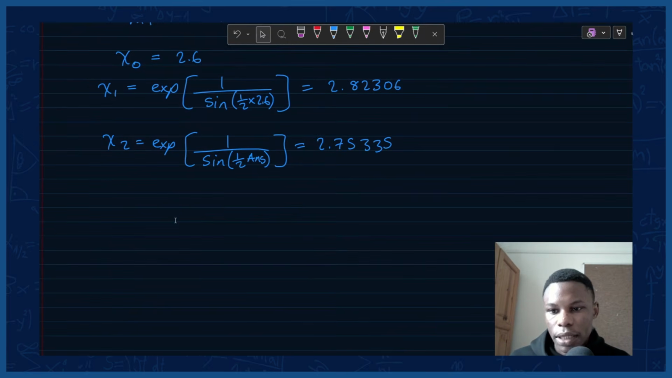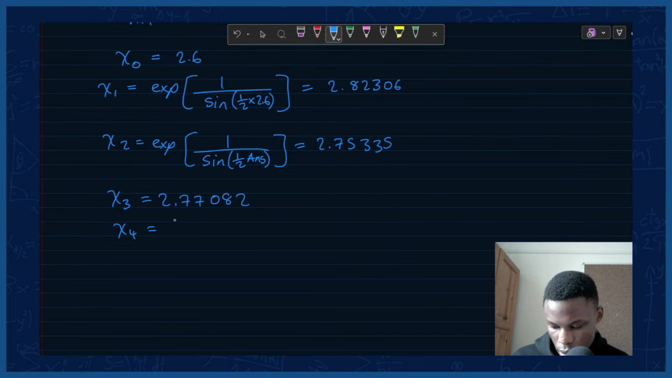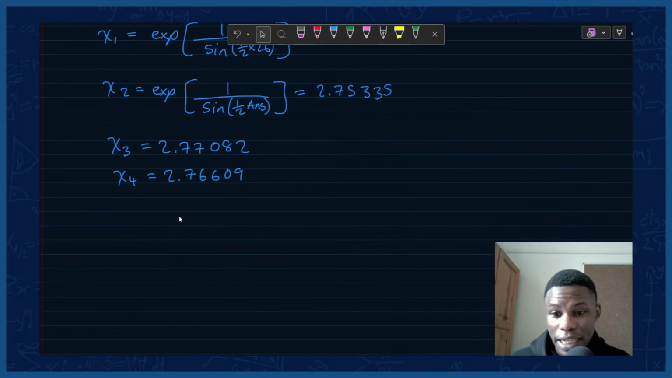2.75335. And now don't change anything on your calculator. Simply press equals. That gives us 2.77082. Again, simply press equals. This is 2.766. And this is 0.925 decimal places. We're looking for the answer to 3 decimal places. Oh wow. Okay. Again, simply press equals. This is 2.767. I think we've arrived.